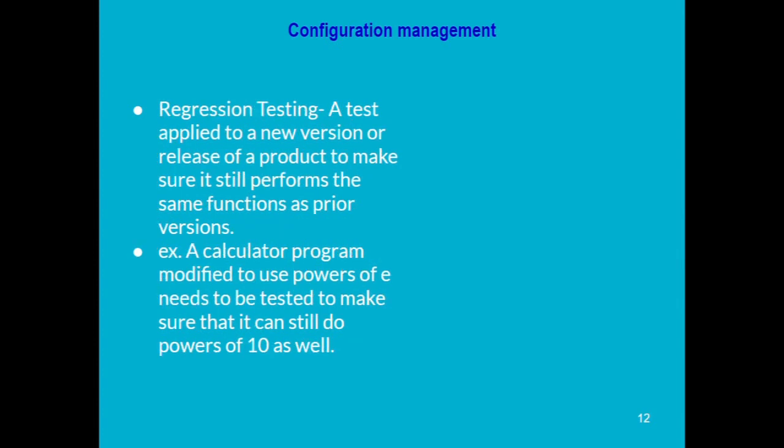Regression testing is a good way to test new versions with previous versions by making sure they perform the same tasks as before. If they don't perform the same tasks as before, the system can often be seen as a downgrade and can lead to a lot of problems. For example, for a calculator program, say we're adding in the new version the ability to use powers of E, we need to make sure that this new powers of E does not affect using other powers, such as powers of 10.